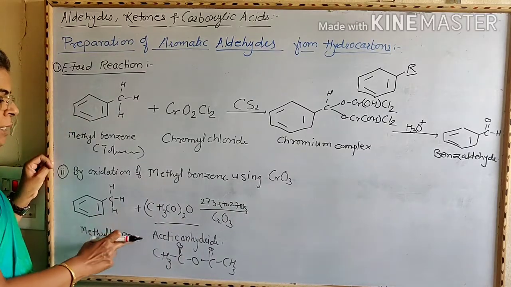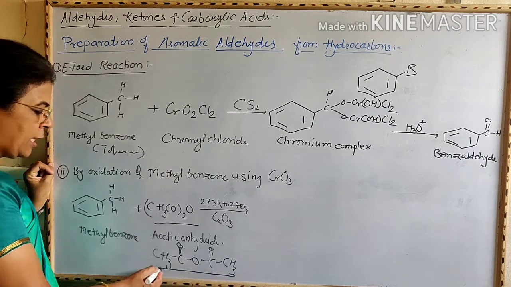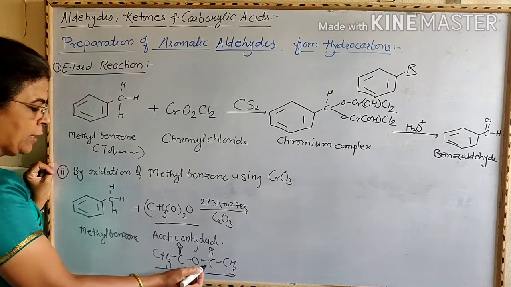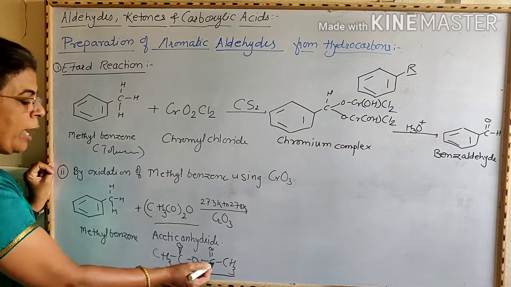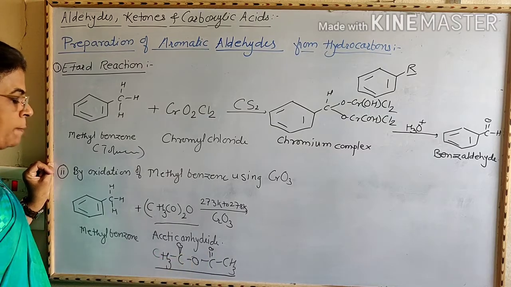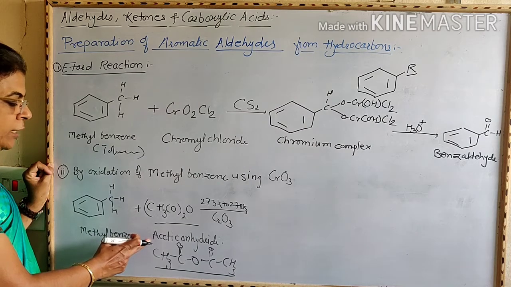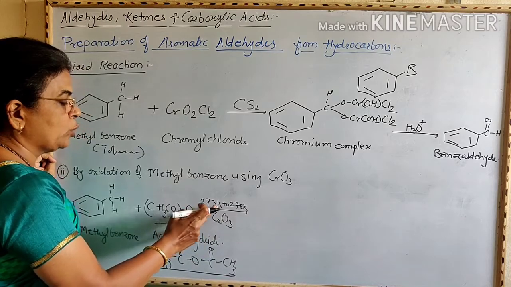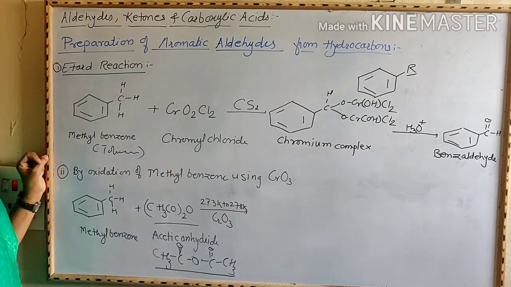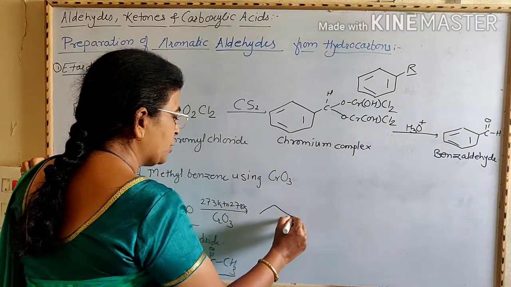Now here, this methylbenzene is treated with acetic anhydride. The structure of acetic anhydride is like this: CH3COOCOCH3, that is two COCH3 acid groups. This oxygen atom is common between these two COCH3 groups. Now when this methylbenzene undergoes oxidation with acetic anhydride in presence of CrO3 at lower temperature, that is 273 to 278 Kelvin, that is 0 degree Celsius to 5 degree Celsius, then an intermediate is formed.